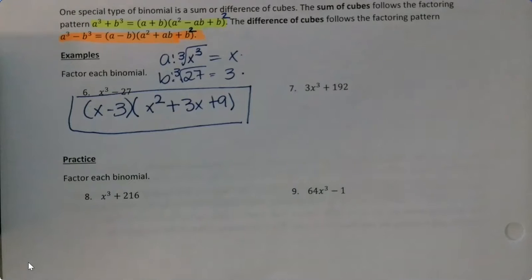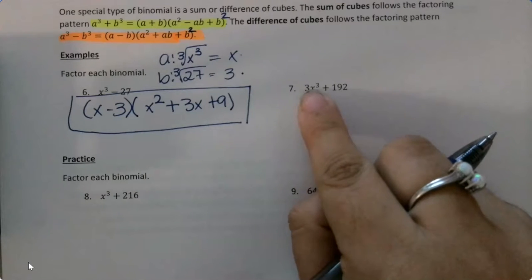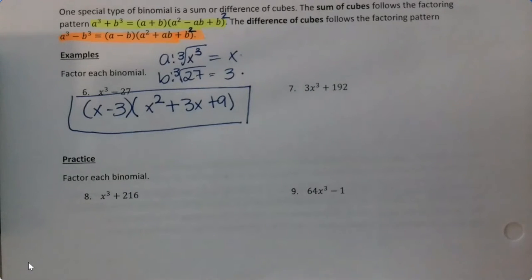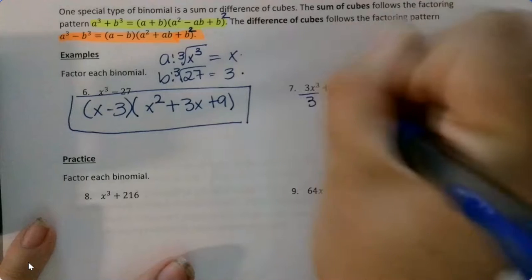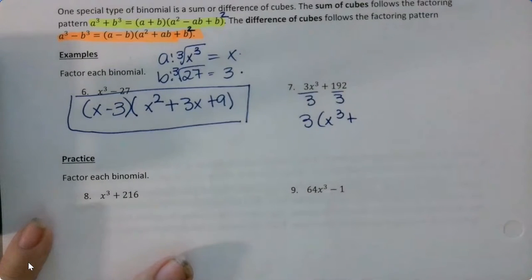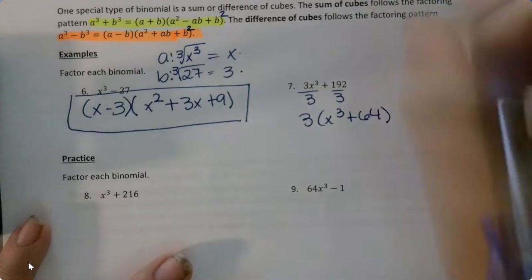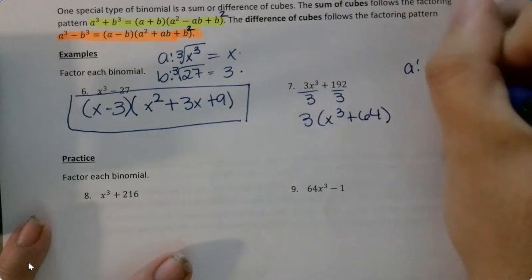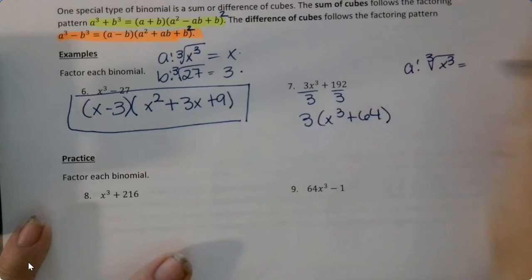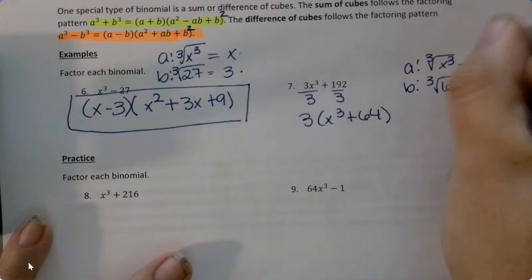So, questions there on number 6? Okay, on number 7, is 3 a perfect cube? So what do you think I want to do with it? Yep, I can factor it out. So that's going to give me 3x cubed plus, what's 192 divided by 3? Okay. And now I can find my a and b values. So the cube root of x cubed is x. And the cube root of 64? 4.